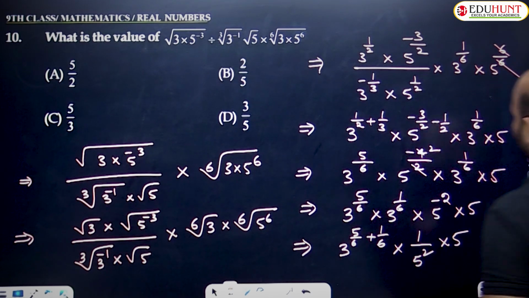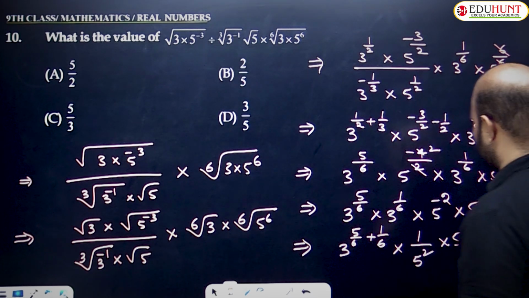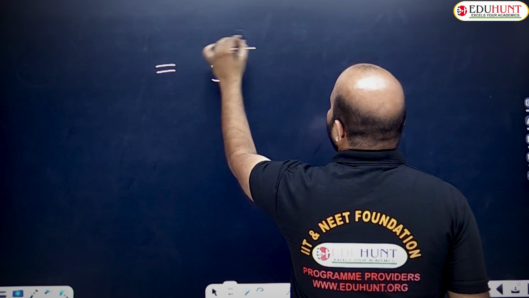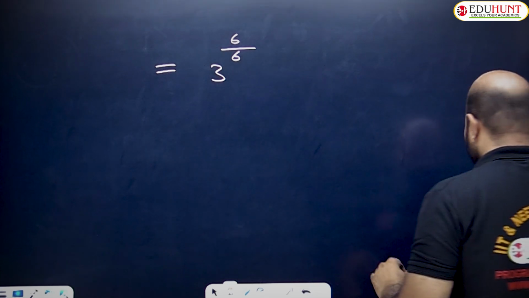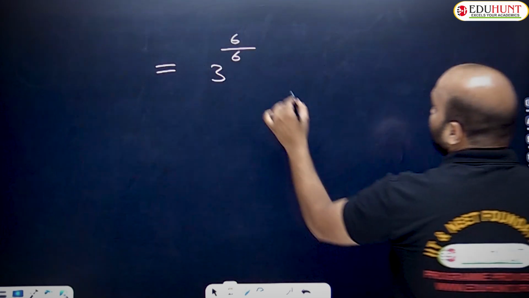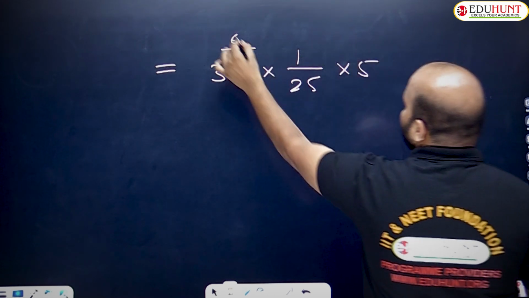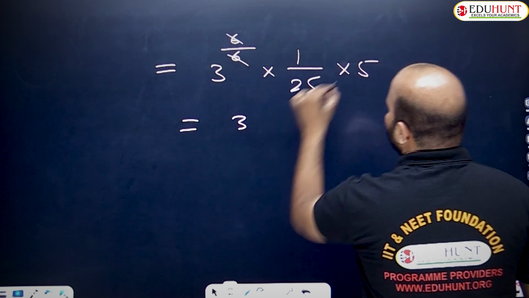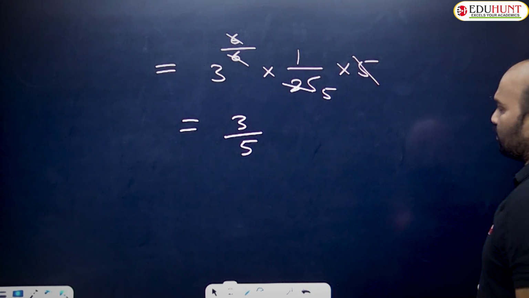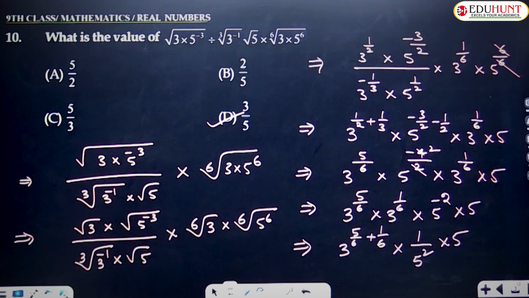So clearly we need to understand. So 3 power 5 by 6 plus 1 by 6, 6 is the LCM, 5 plus 1 is 6. Am I clear? So 6 LCM, power value 5 plus 1, 6, into 1 by 5 square, value 25, into 5. So here 6 cancels, we will get 3 into, here 5 ones are 5. So 3 by 5 is the required answer. So 3 by 5, option D is the right answer. Am I clear?